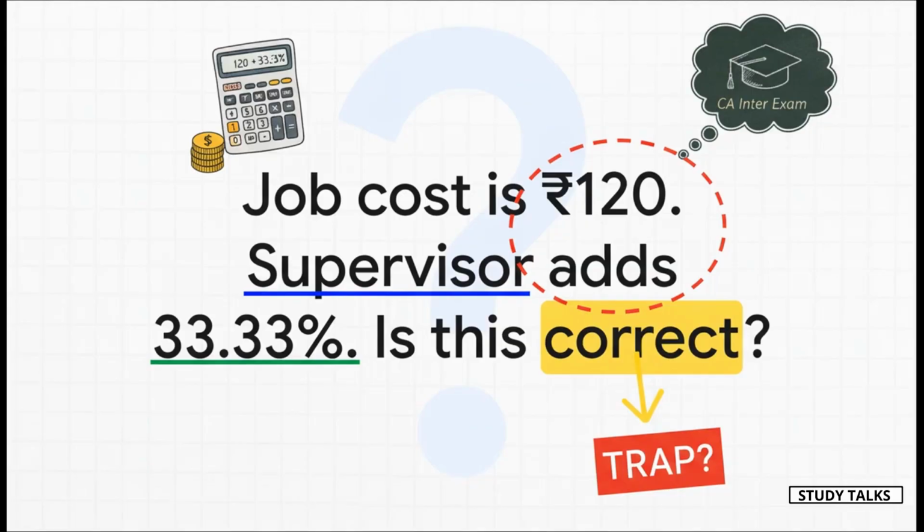All right, let's kick things off with a classic scenario. A supervisor's got a job number 303. He adds up the direct costs, materials, wages, expenses, gets 120 rupees. Simple enough. Then, to cover everything else, he just slaps on a flat 33.33%. Easy, right? But the real question is: is it correct? More importantly, in your CA Inter exam, is this a pass or a fail?